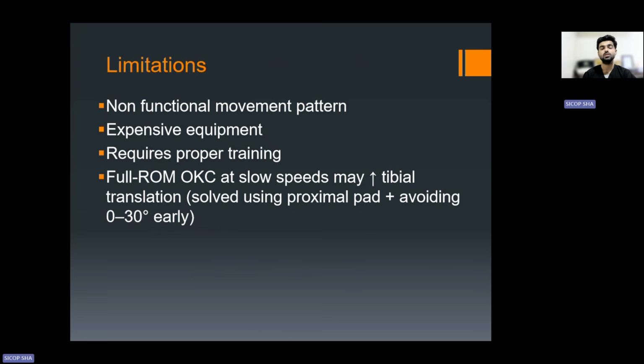The final limitation of isokinetic is that in the initial phase of rehab, until 3 months post ACL reconstruction, we can't check the full range of motion in open kinetic chain, because 0 to 30 degrees, the terminal extension of the knee, with higher speed can strain the ACL graft or increase the shear forces. So we can't test 0 to 30 degrees of extension. So this is the limitation.